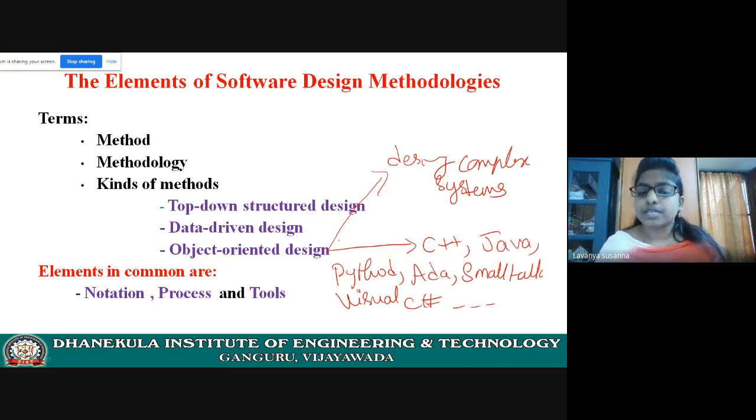Here, object-oriented design can address all the issues of a complex system, like abstraction, data hiding, inheritance, all these things. Okay, I hope you understood these methods: top-down structure design, data-driven design, and object-oriented design.